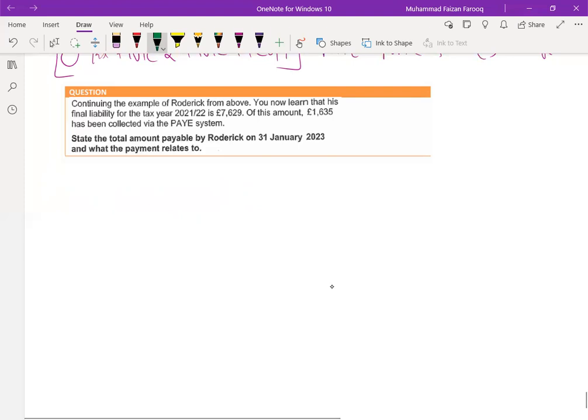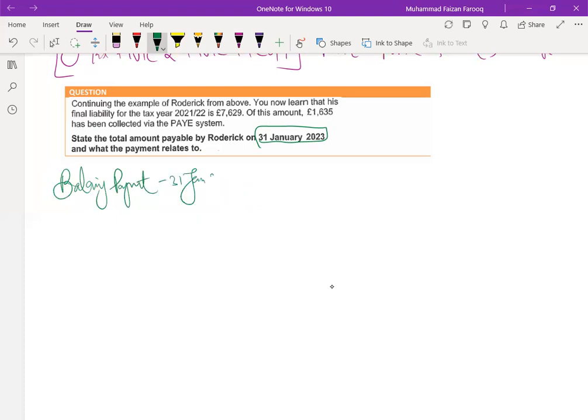Now this date is 31st January, right? So on 31st January, what is Roderick going to do? He has to clear the previous year balances. Balancing payment 31st Jan 23. This balancing payment is for the tax year 21 and 22. Am I right?